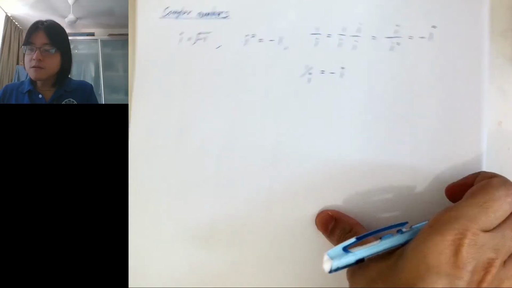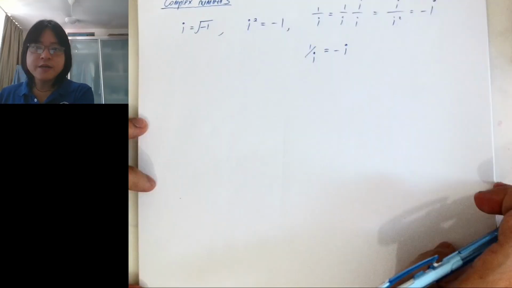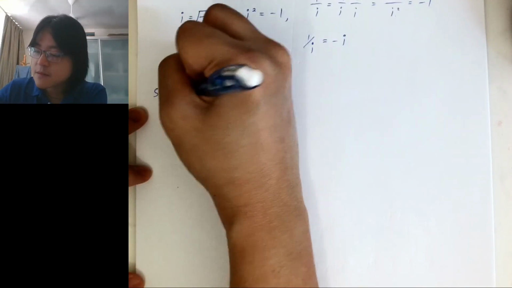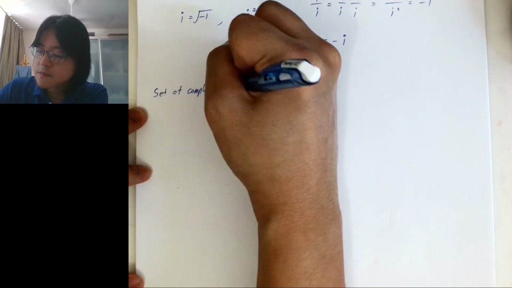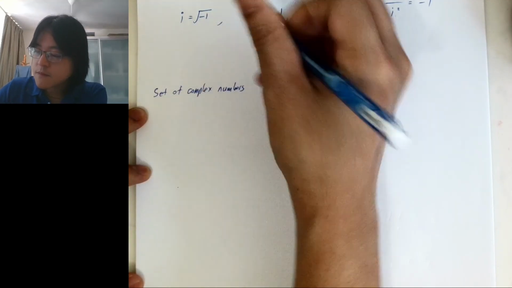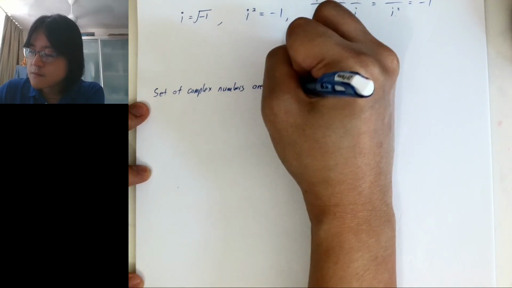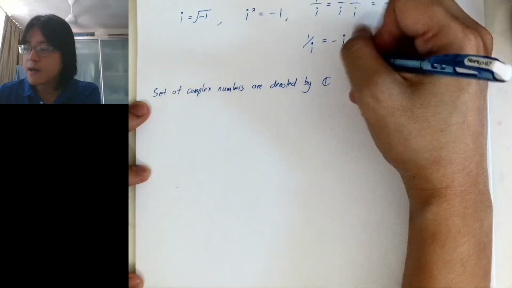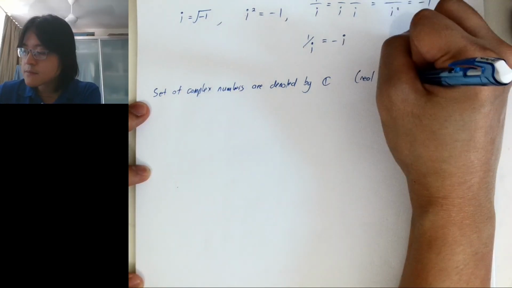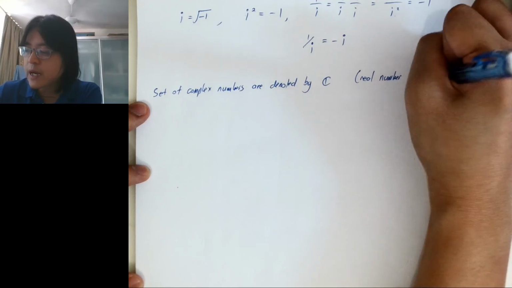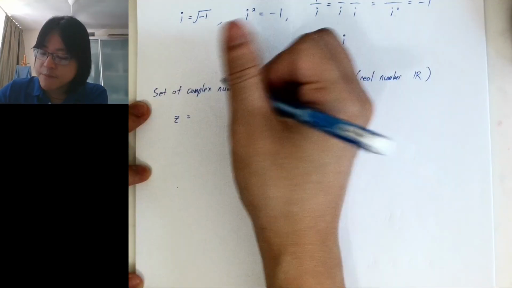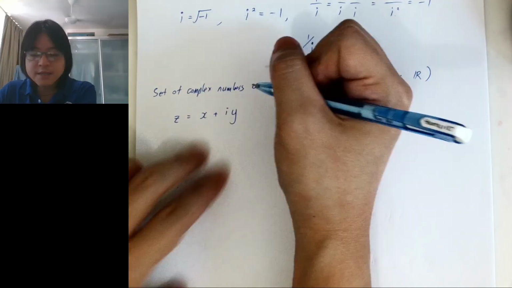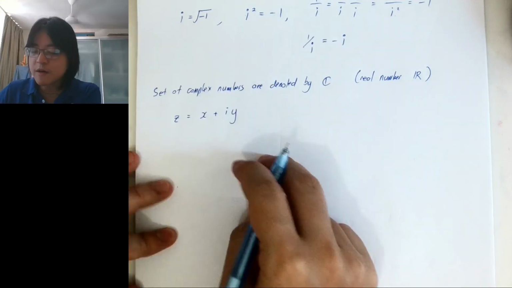In mathematics, we denote the set of numbers by some special symbols. The set of complex numbers is denoted by C. Real numbers, our normal numbers, we denote by R. In general, a complex number has a real part plus an imaginary part, so x plus iy. This i is the square root of -1.